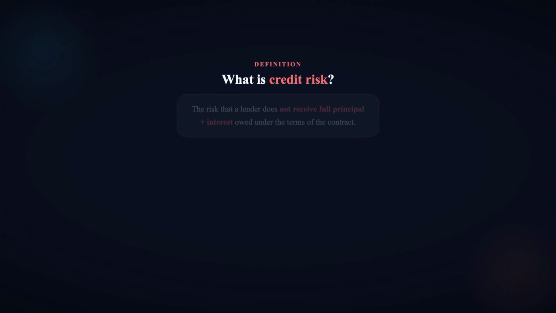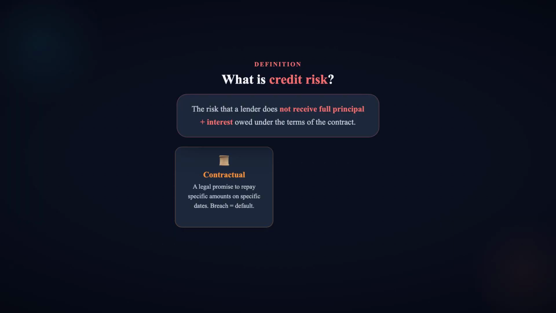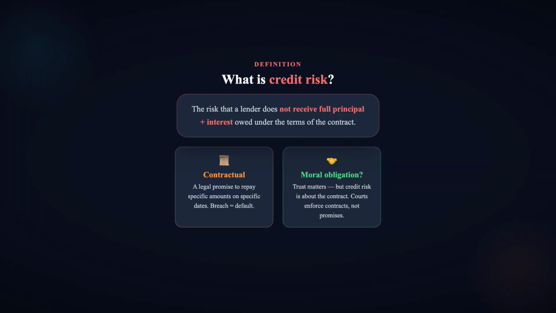Let us be precise about what credit risk is. Credit risk is the risk that a lender does not receive the full principal and interest as specified in the loan agreement. The loss comes from the borrower's inability or unwillingness to pay. Notice 2 things about this definition. First, credit risk belongs to the lender, not the borrower. The borrower faces other consequences like damaged credit and legal action. But the financial loss, the missing money, falls on the lender.